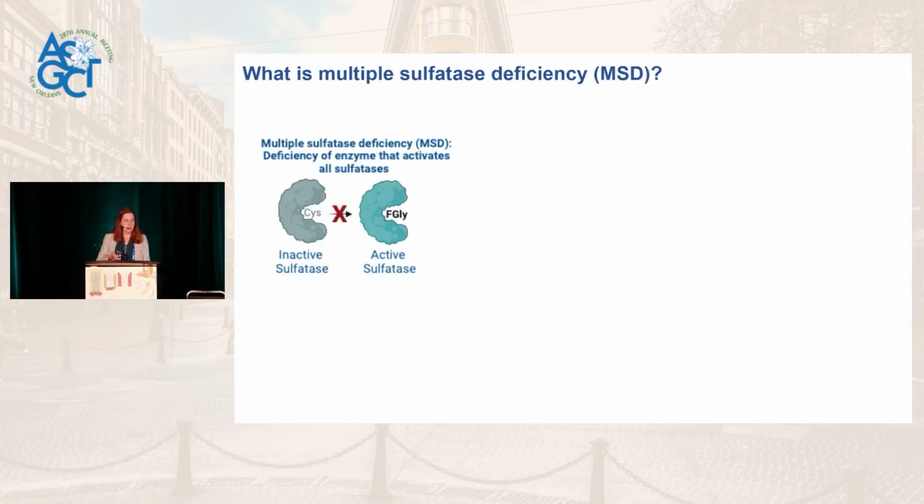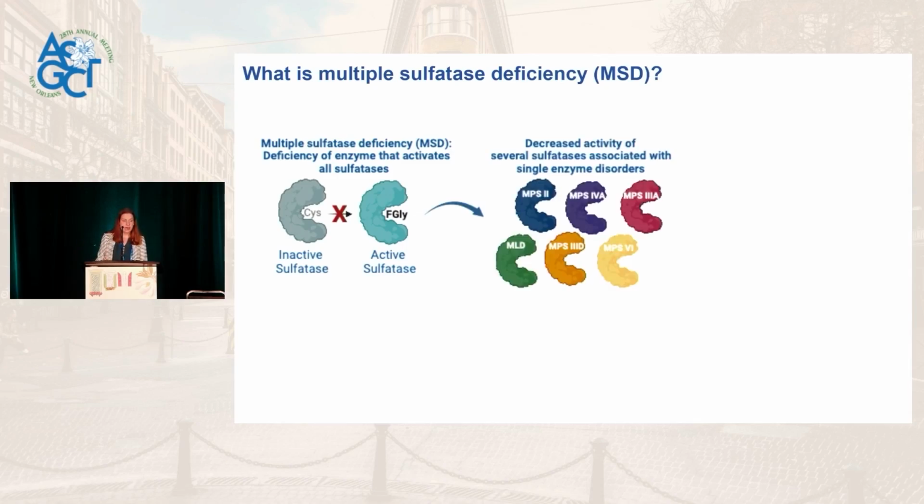Okay, so what is multiple sulfatase deficiency? What is the ultra-rare disease we're talking about? Essentially, it's a deficiency of an enzyme that activates all cellular sulfatases. These are enzymes that are really important for breaking down things in your cells. When you lose that activating enzyme, you end up essentially having broken enzymes or decreased activity of 16 different sulfatases, many of which are associated with single enzyme disorders.